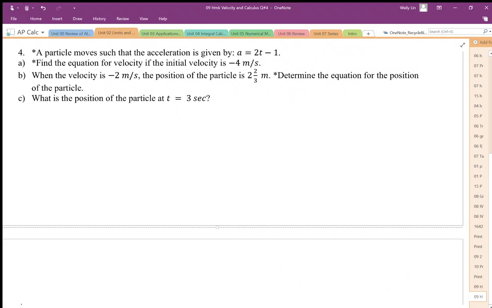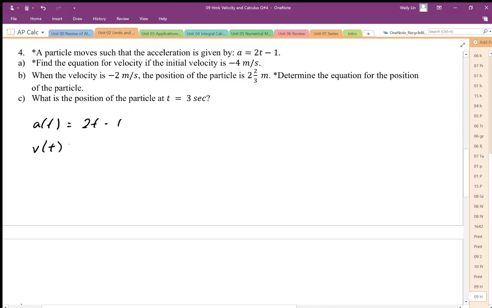Question number 4 on the calculus and velocity worksheet. This problem involves recognizing that you have to undifferentiate an acceleration function to find a velocity function. So what does undifferentiating look like? Well, if I know my acceleration function, a of t, is equal to 2t minus 1.